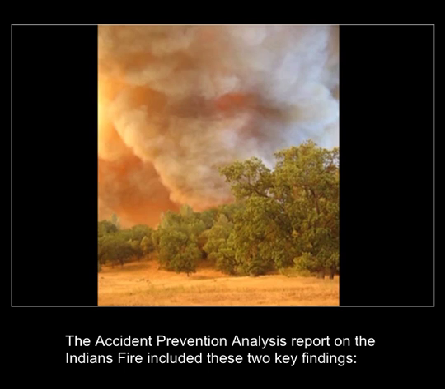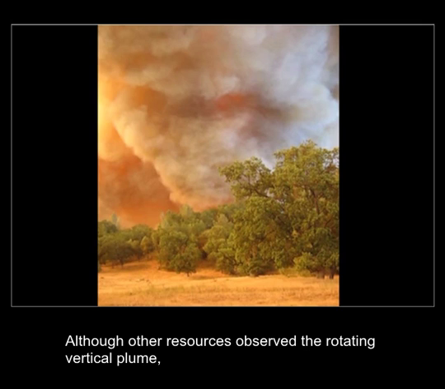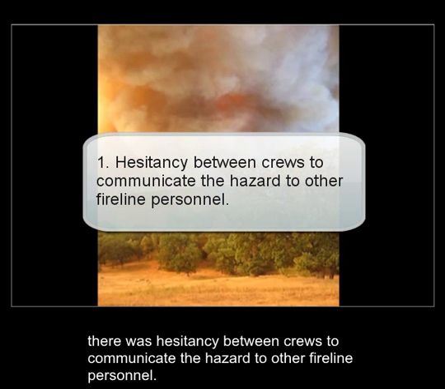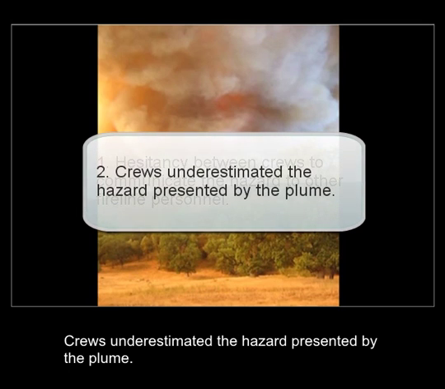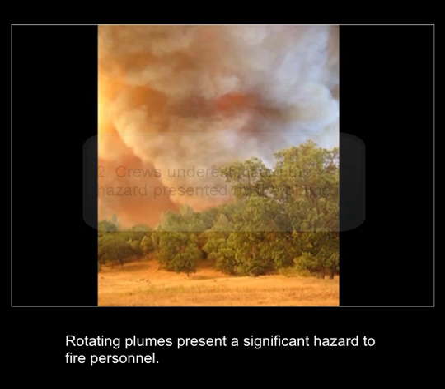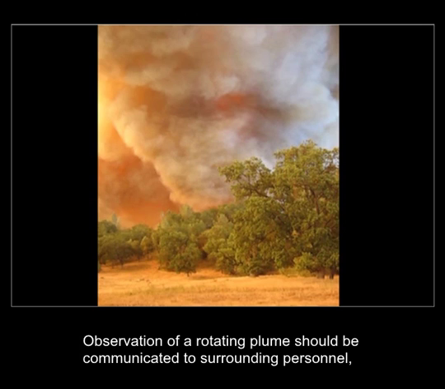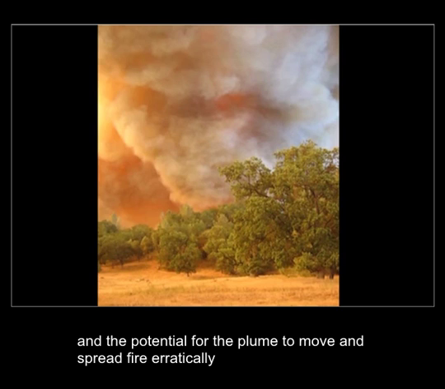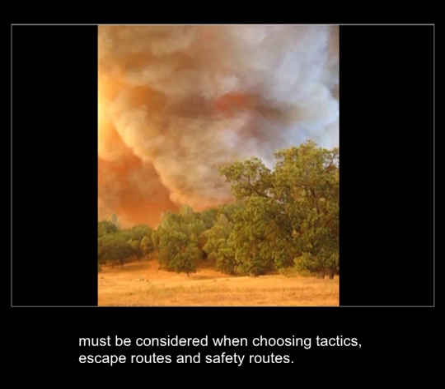The Accident Prevention Analysis Report on the Indians' fire included these 2 key findings. Although other resources observed the rotating vertical plume, there was hesitancy between crews to communicate the hazard to other fireline personnel. Crews underestimated the hazard presented by the plume. Rotating plumes present a significant hazard to fire personnel. Observations of a rotating plume should be communicated to surrounding personnel, and the potential for the plume to move and spread fire erratically must be considered when choosing tactics, escape routes, and safety zones.